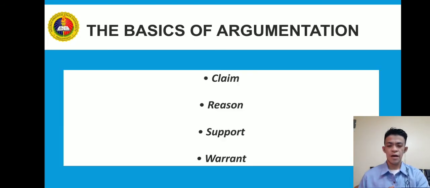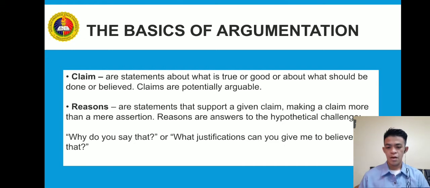So the basic components of an argument are: first is claim, next is reason, next is support, and lastly is the warrant. First, claim. Claims are statements about what is true or good, or about what should be done or believed. Claims are potentially arguable.